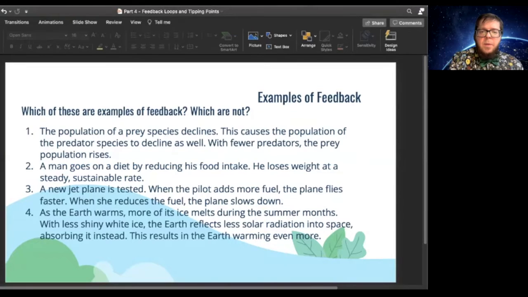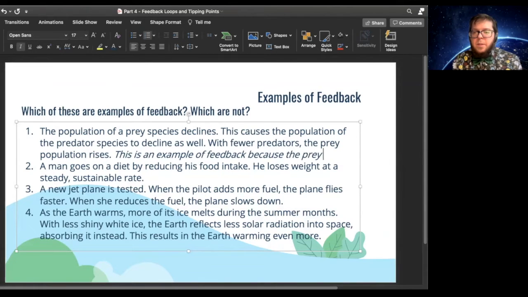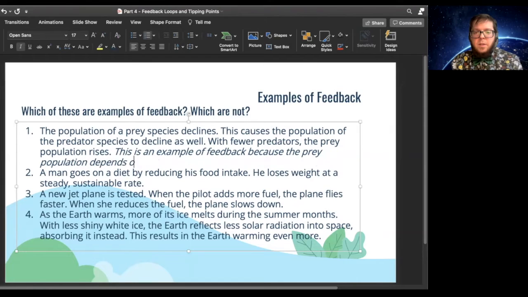Example number 1. The population of a prey species declines. This causes the population of the predator species to decline as well. With fewer predators, the prey population rises. Raise your hand if you think this is an example of feedback. 1, 2, 3, and of course people with their cameras off. But yes, you're all correct. This is an example of feedback because the prey population depends on the predator population. In other words, the stock depends on the flow.